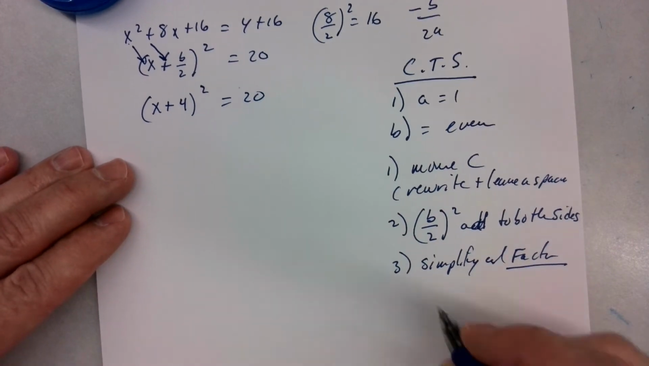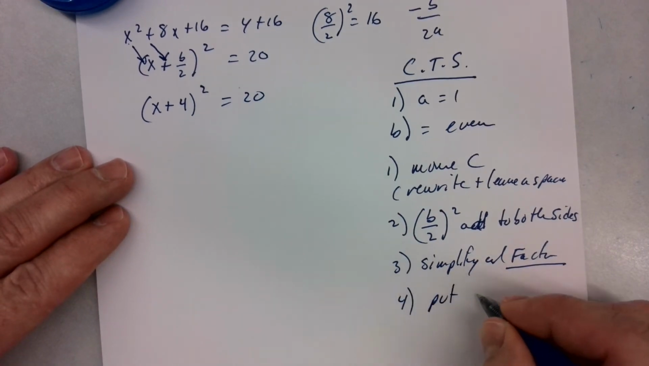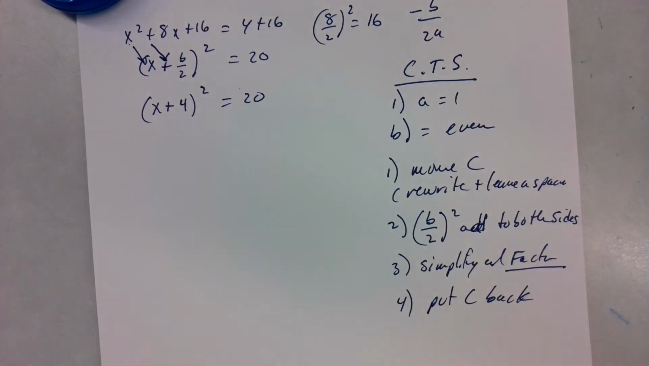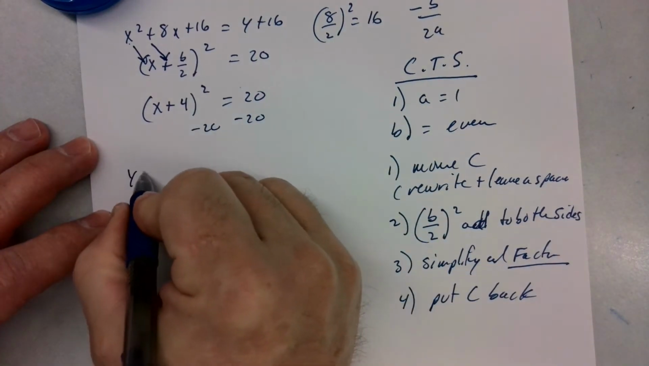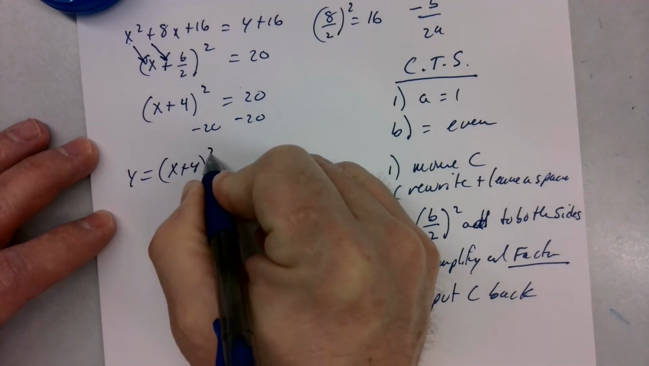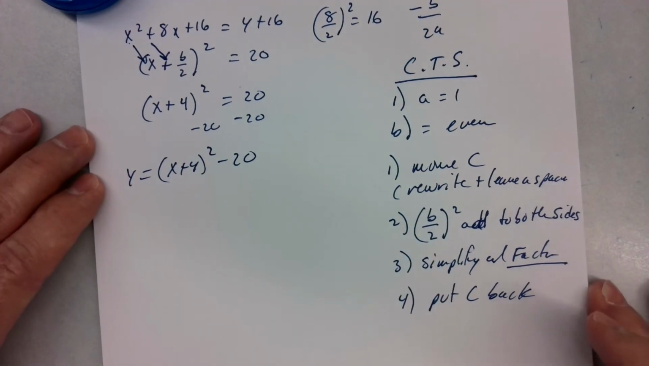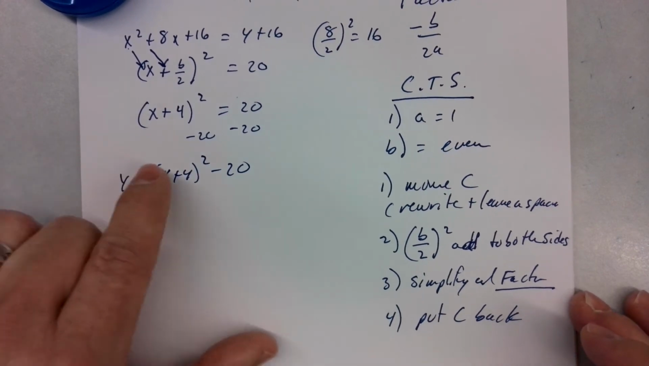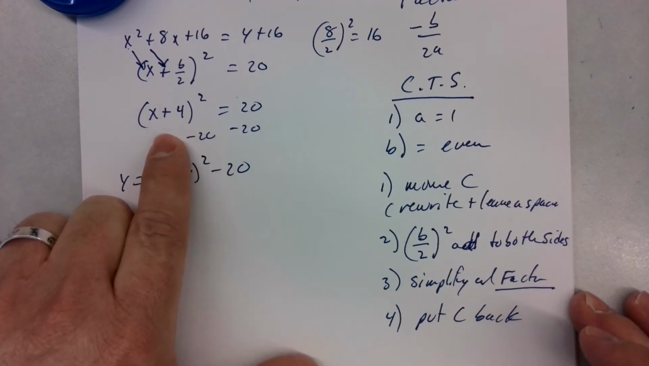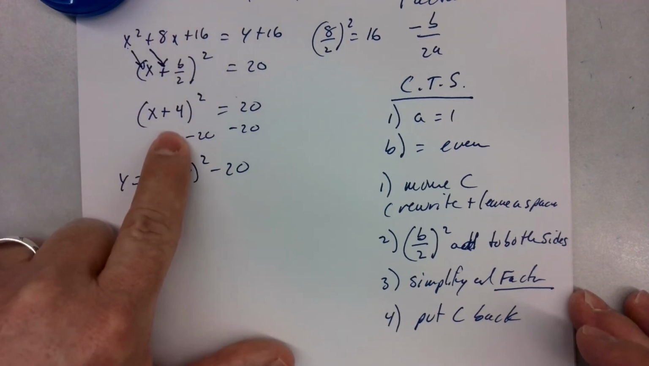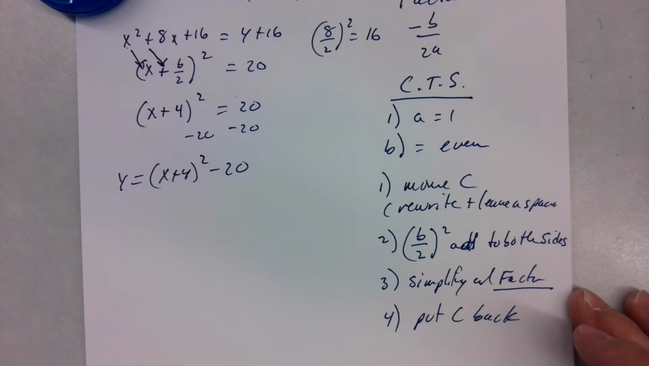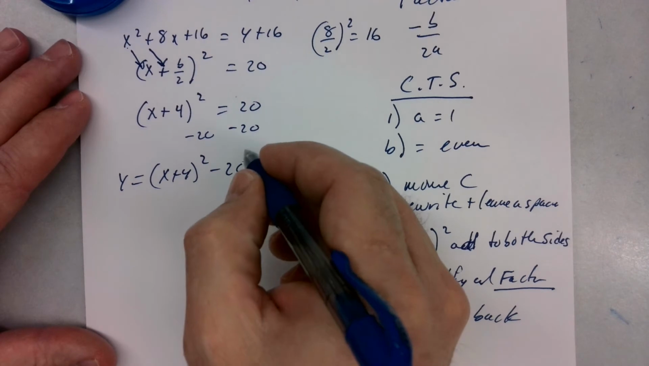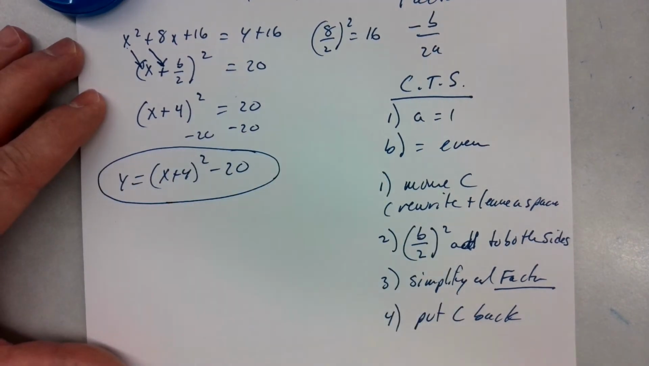Now, step 4 is to put c back. Okay? So how am I going to put my c back? Yeah, I'm going to go minus 20, and I'm going to go minus 20, and I'm going to get y equals x plus 4 squared minus 20. What happened to the 8x? Well, when I factored this right here, this turns into that. Because if I FOILed that back out, wouldn't I get that? Okay? Now, who can tell me what that looks like?